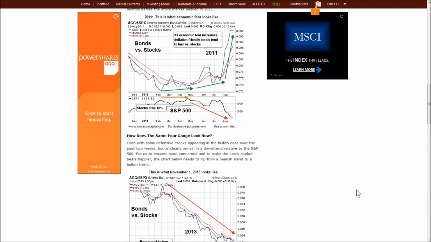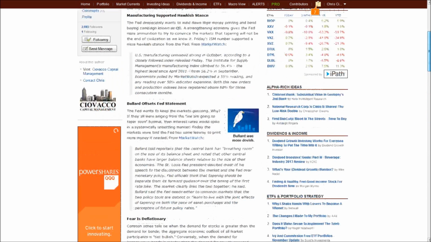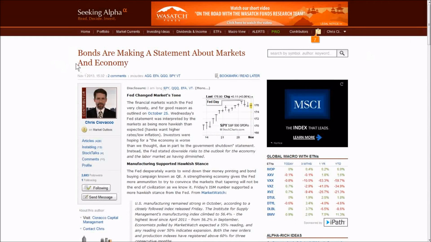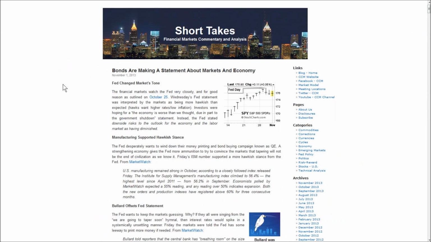If this number starts to drop, we're more than happy to make the necessary adjustments based upon observable evidence. If for some reason conceptually it's a little easier for you to understand bonds versus stocks instead of long versus short, you can see a similar analysis comparing 2011 and the present day either on Seeking Alpha. You can Google this title here, or you can find the same post on our blog, Short Takes. Short Takes does not require a login, and the vast majority of postings on Seeking Alpha, not all of them, you can find them here as well if that's a little bit easier for you.